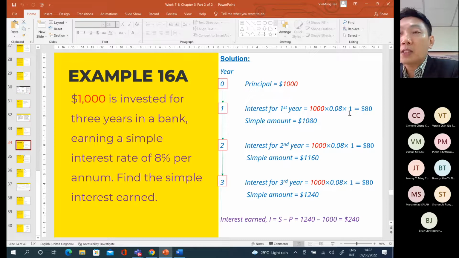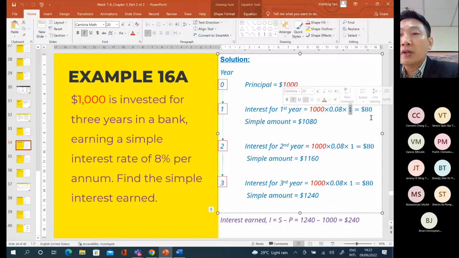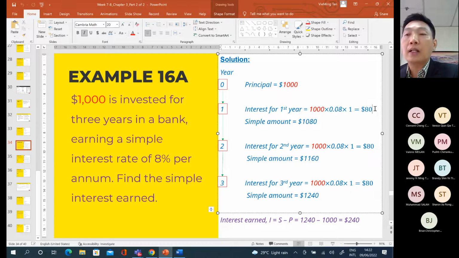and then multiplied by 1. You may ask what is the reason for multiplying by 1? The 1 refers to the duration of the period between year 0 and year 1, which is 1 year. So simplified, you get $80. That means in year 1, the investor can earn $80 of interest.